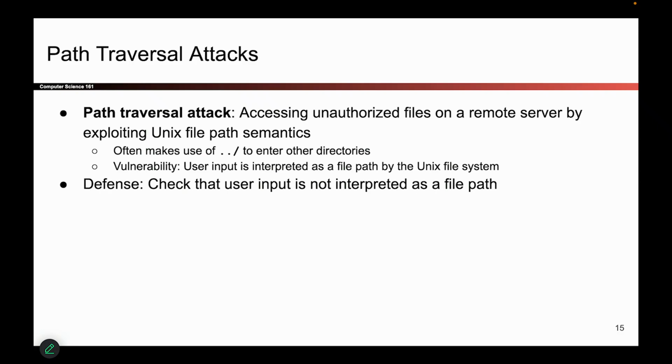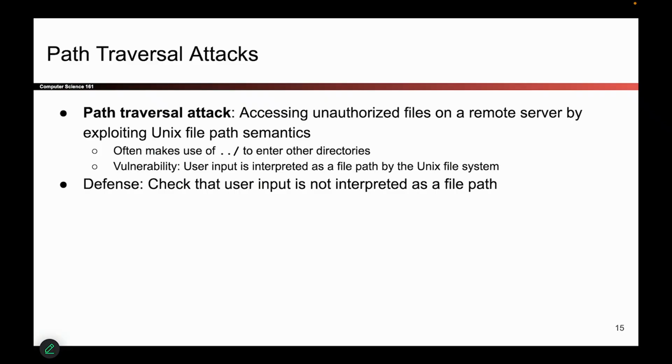And the vulnerability is pretty similar to a lot of things we've already seen. So if you think back to SQL injection, user input was accidentally treated as SQL code. Or XSS, user input was accidentally treated as JavaScript. Well, in this case, user input was accidentally treated as a file path. So it's got similar characteristics to SQL injection or XSS. The only difference is that the language is not SQL or JavaScript. It is instead Unix file paths.